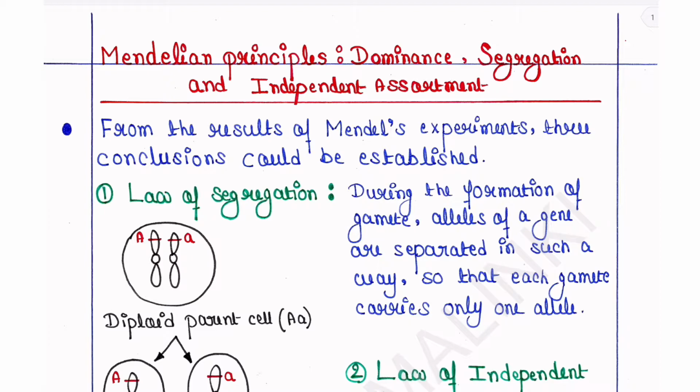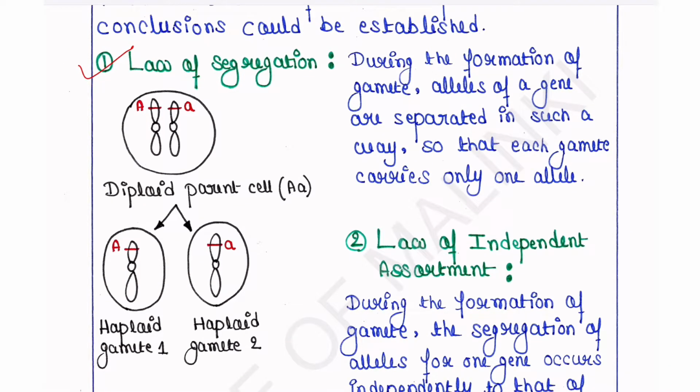So from the results of Mendel's experiments, three conclusions could be established. First one is the law of segregation. During the formation of gametes, alleles of a gene are separated in such a way that each gamete carries only one allele. So basically, the law of segregation is applicable during the formation of gametes.